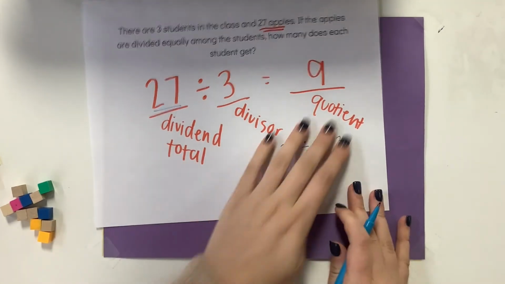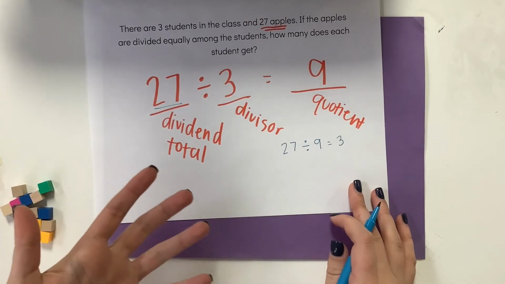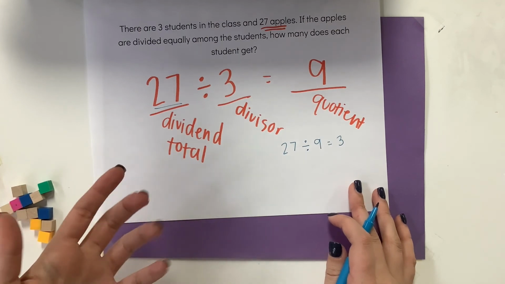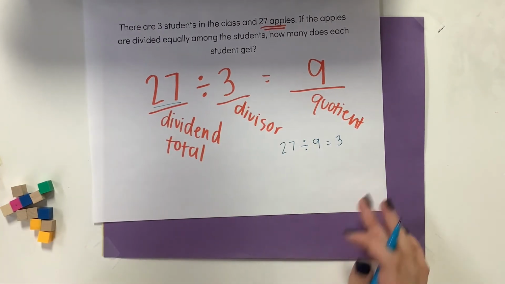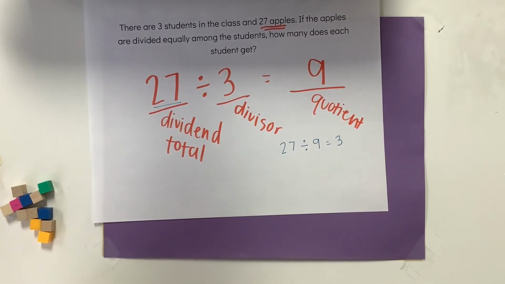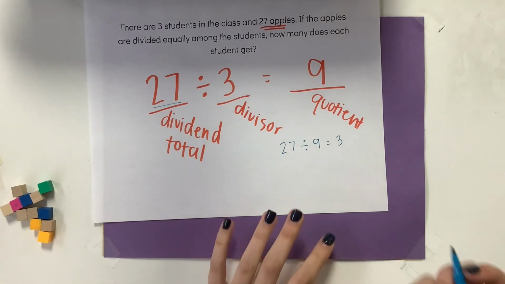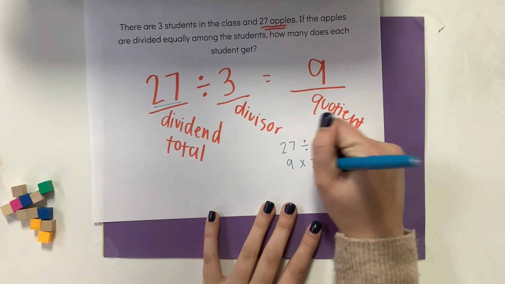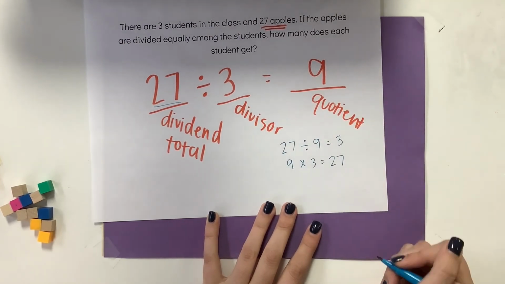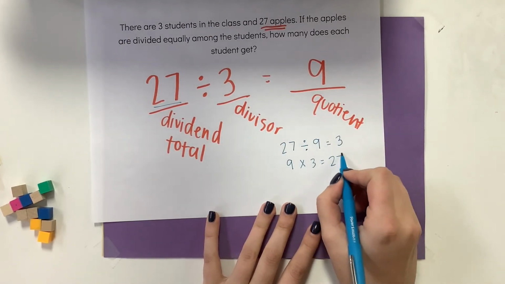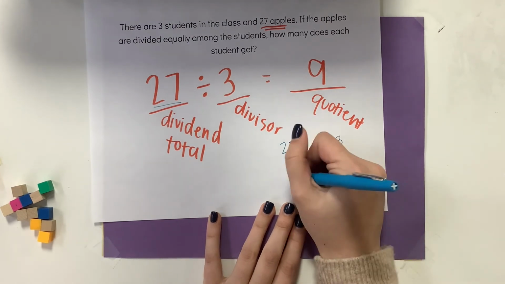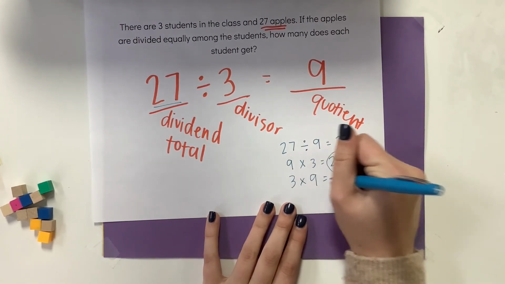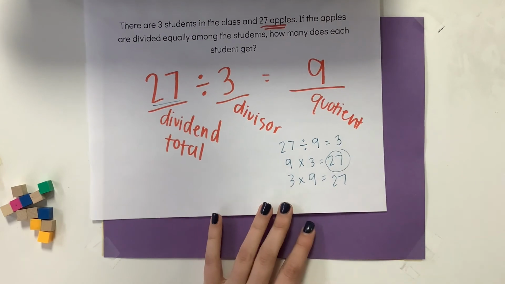Now, how do we use this fact family to write a multiplication expression? Can you pause this video and think of how you can use these 3 numbers to write a true multiplication equation? Hopefully, you said 9 times 3 equals 27. In multiplication, the total is our answer. You could also flip that and it's the same thing.